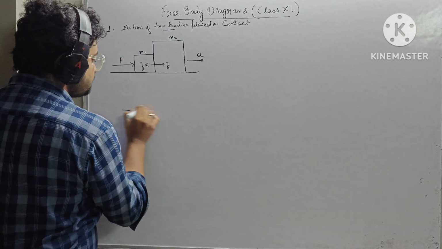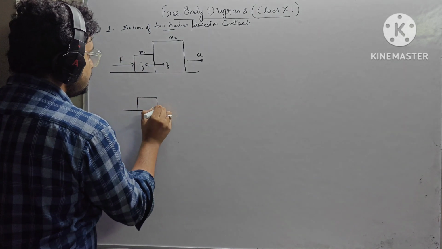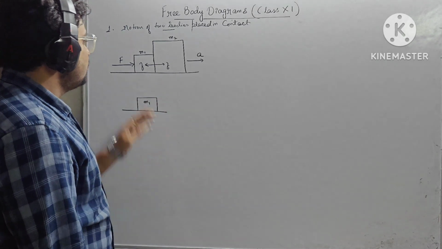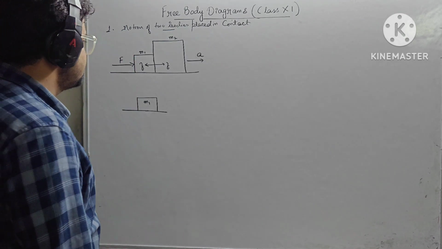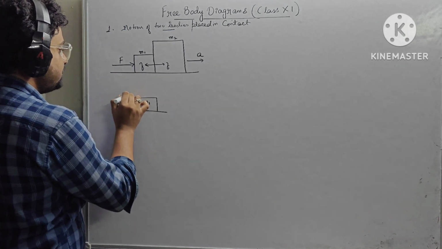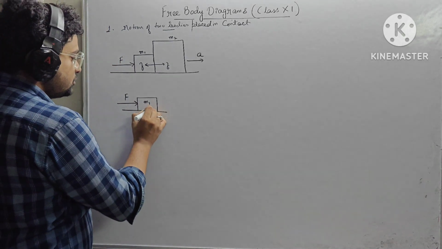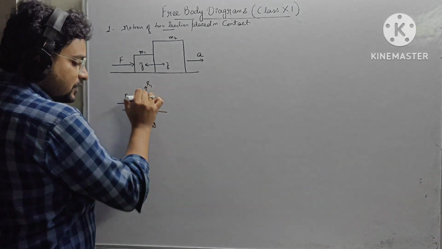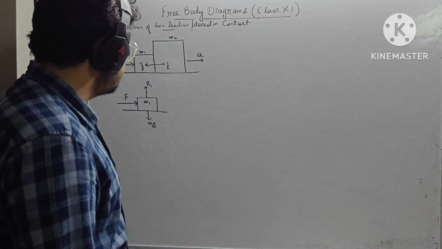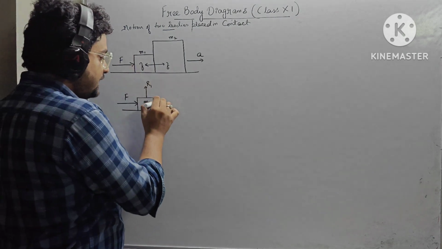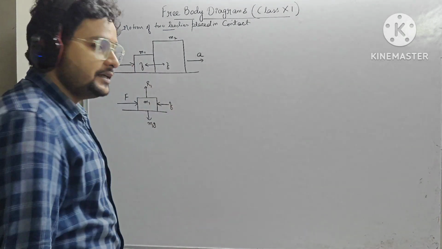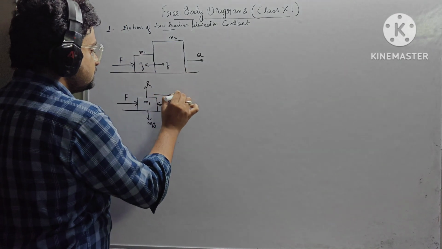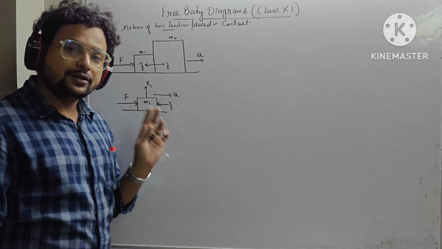This is one body, the first body. This body's mass is m1. Now see, what are the forces that are acting on the body? This force I am giving is F. One force will be acting in this direction, that is m1g. One will be the reaction force, that is R1. This small f is acting in this direction. And the body is having an acceleration in this direction. So these are all the forces that are acting on the body.